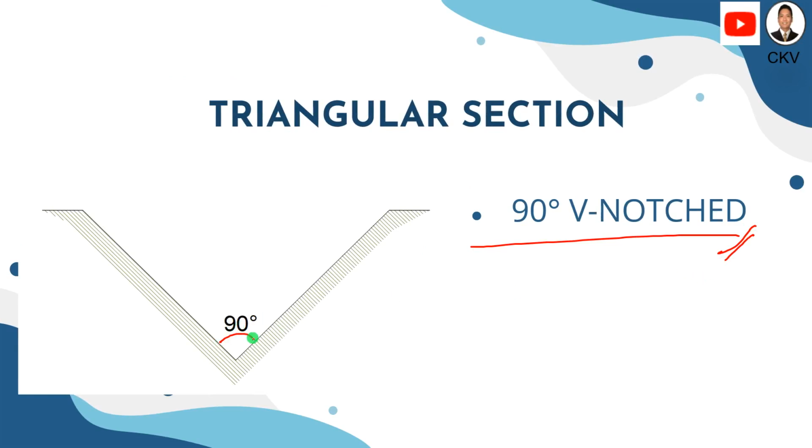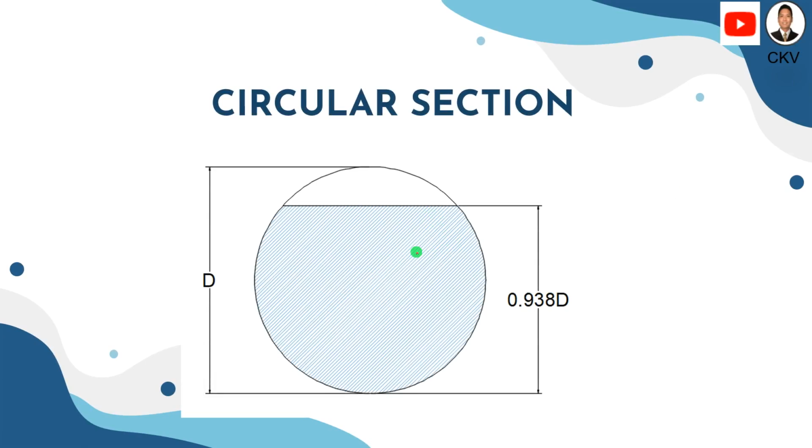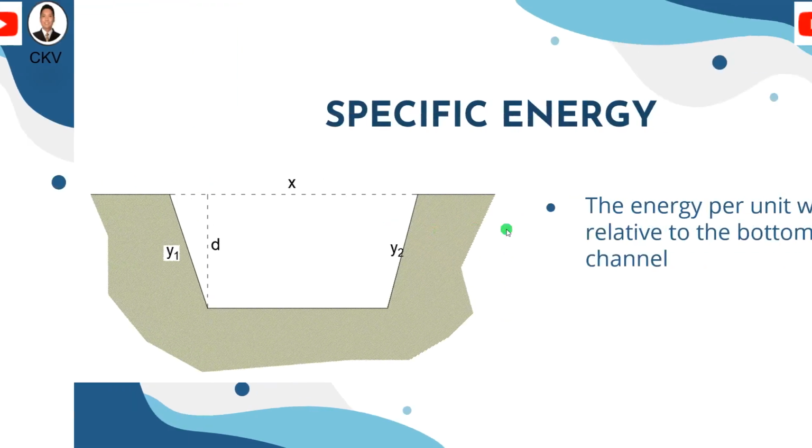Okay, an angle of 90 degrees. That's the most efficient section for triangular. For a circular section, if we have a total depth d, or the diameter of the open channel, to have a maximum discharge, it should have a depth equivalent to 0.938 multiplied by the diameter d. So that's for circular section.